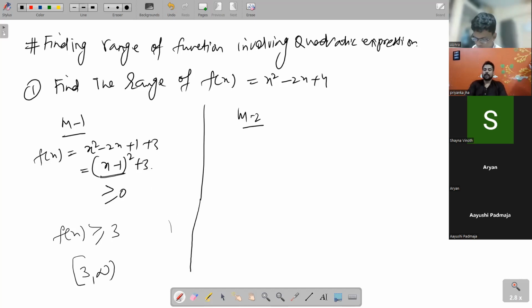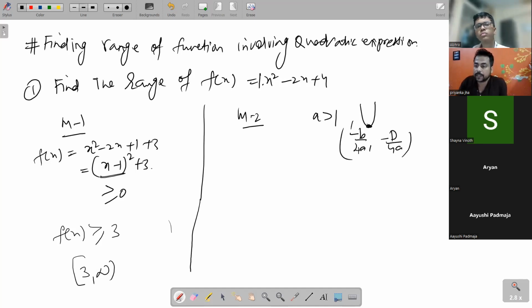That was the first method, but I always prefer the graphical method because it is going to help you a lot in future. I'll check the leading coefficient, that is 1. If the leading coefficient is positive, the graph will be concave upward. You just have to find two things: the leading coefficient and the vertex. The vertex is (minus b by 2a, minus D by 4a), which is going to be very useful for JEE. For ax square plus bx plus c, b is minus 2, so minus of minus 2 upon 2a, a is 1.